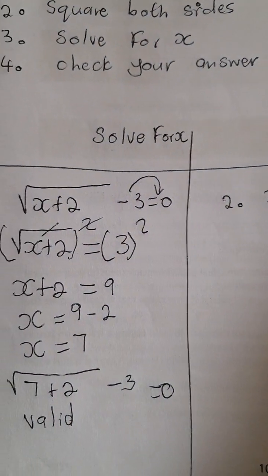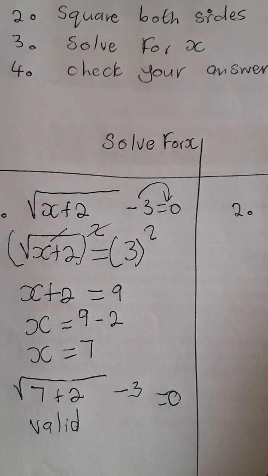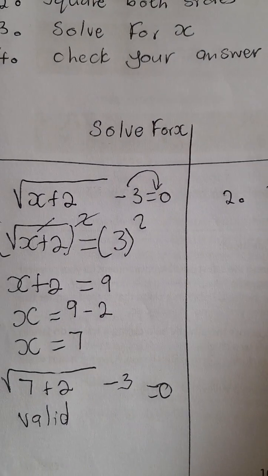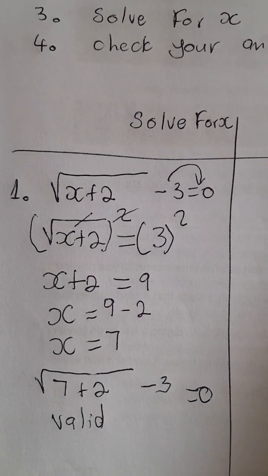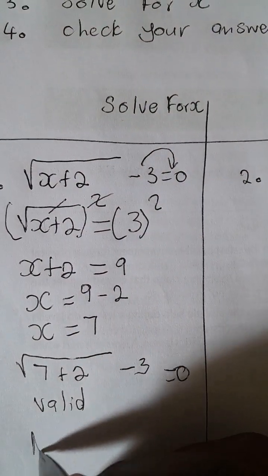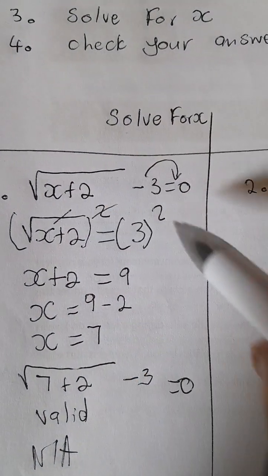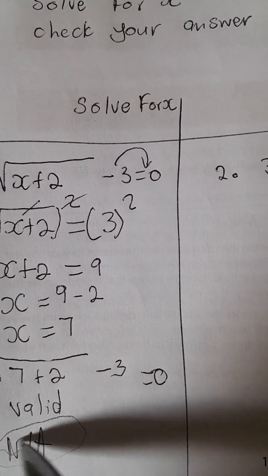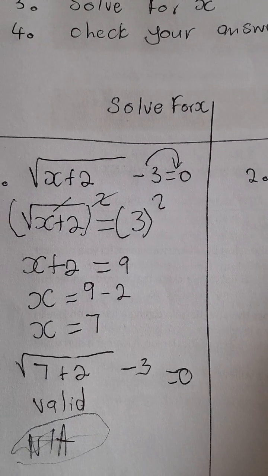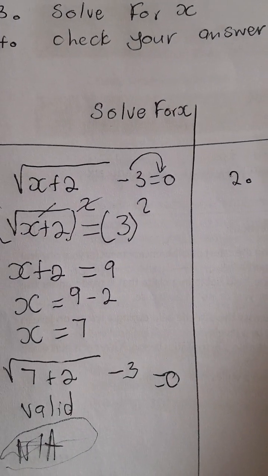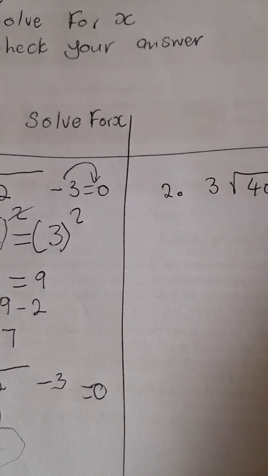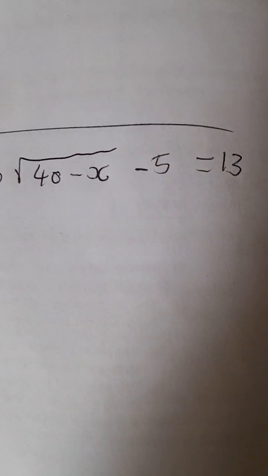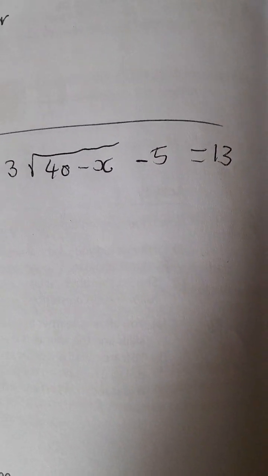Sometimes you'll find answers that are not valid. If you substitute back and you find that it doesn't give you 0, that means that answer is invalid. So you will write NA, not applicable. If you find that when you substitute your answer it's not giving you 0, you just write not applicable, because there are some cases that require you to do that. I hope grade 11 and 12 you are learning. Even if you are advanced, there's room for learning in mathematics.